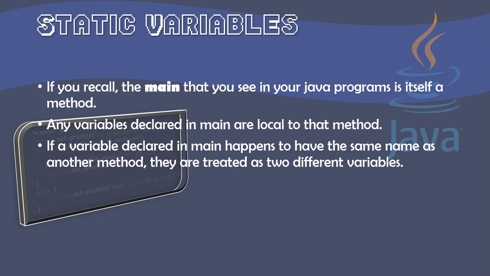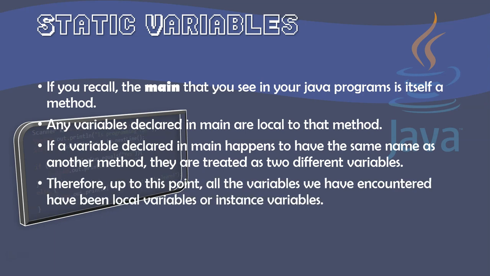Now, if a variable declared in main happens to have the same name as a variable in another method, just like we said, they're going to be treated as two different variables. Therefore, up to this point, all the variables we've encountered have technically been local variables of that main method.